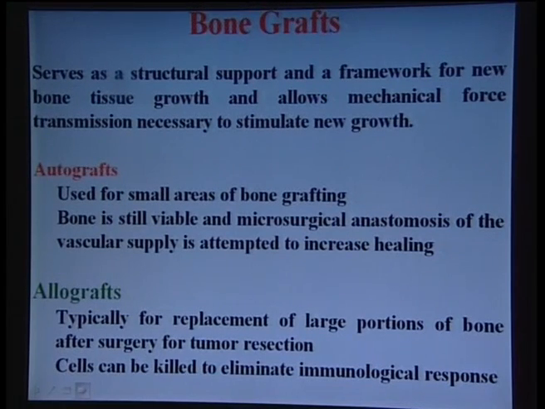Autografts are used for small areas of bone grafting, and here the bone is still viable, and microsurgical anastomosis of the vascular supply is attempted to increase healing. And allografts typically mean replacement of a larger portion of the bone. So, if it is for the smaller portion, it is called autograft, and if it is for a larger portion, then it is called allograft.